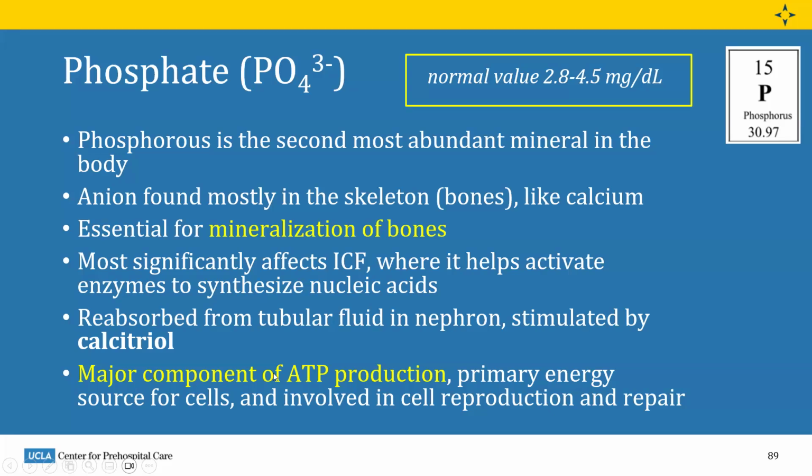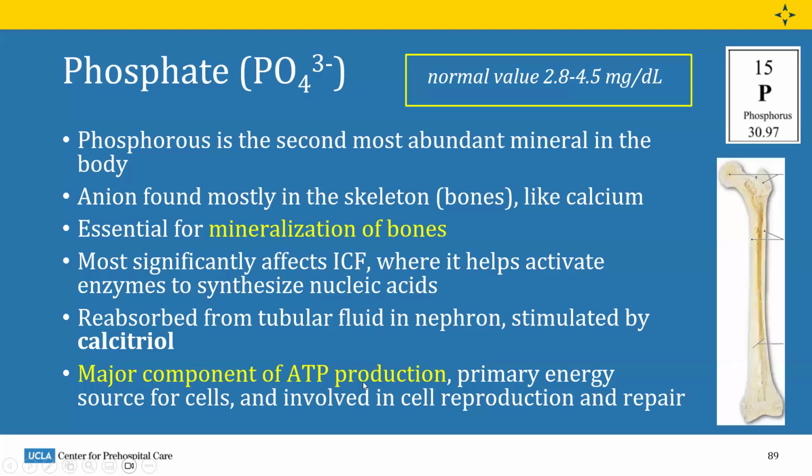It's also super important for ATP production, and ATP is our energy source for our cells, and we need that to repair and reproduce our cells, aka grow and fix, right? So that's our bone, right? That's where we're going to have our largest storehouse for calcium and phosphate, or phosphorus.